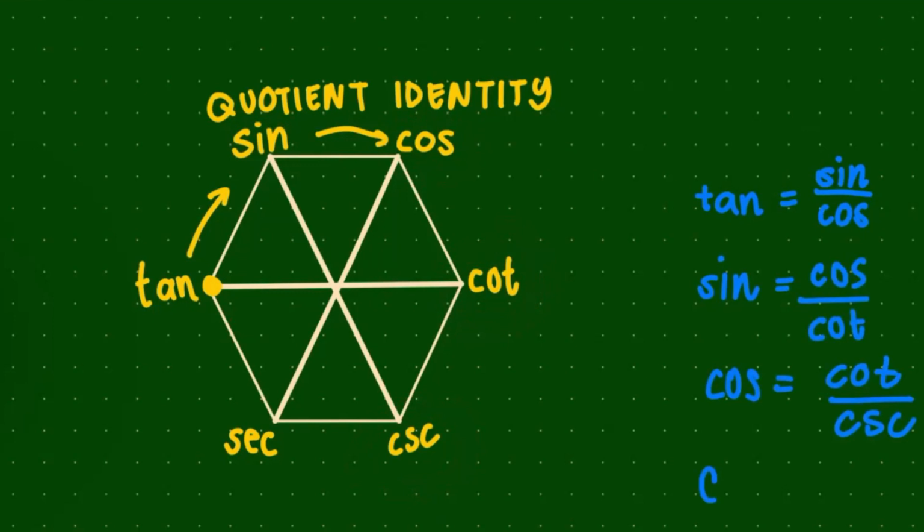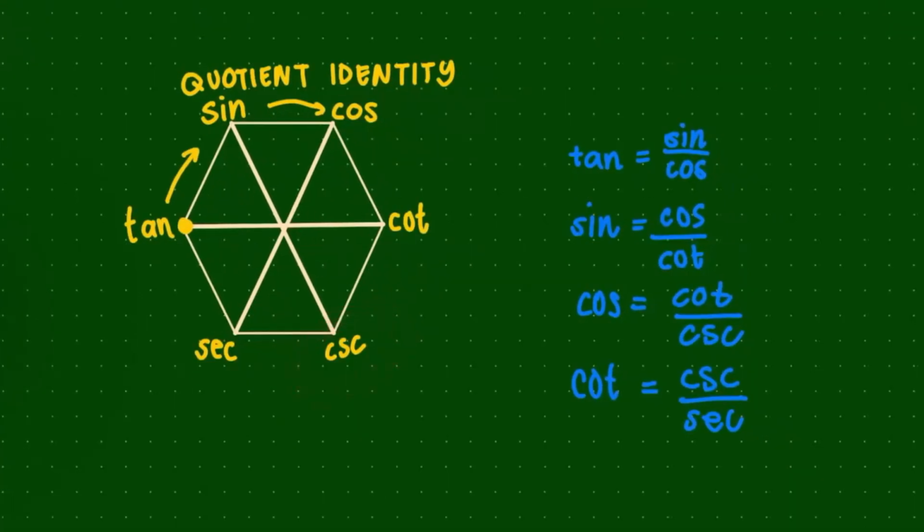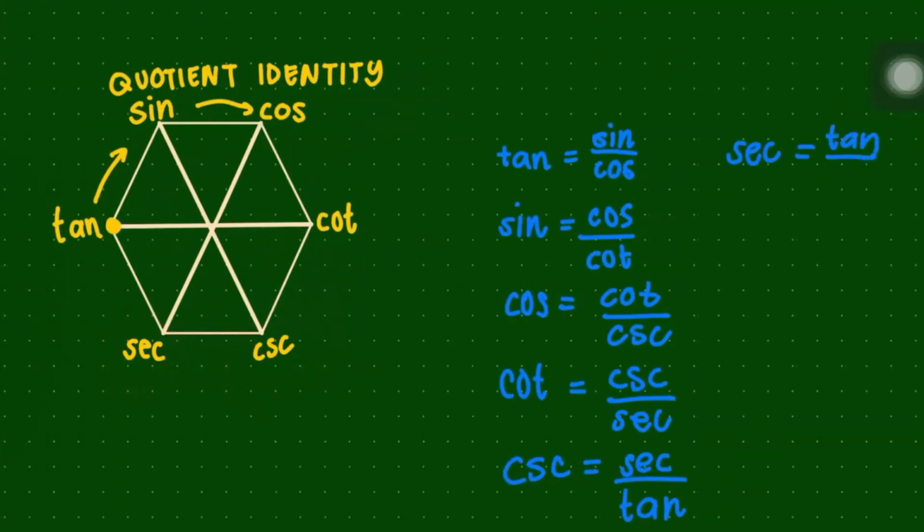Next, we do cotangent. Next, cosecant. And lastly, secant. And don't forget to put theta after every identity. You can also solve the other identities through an anti-clockwise direction.